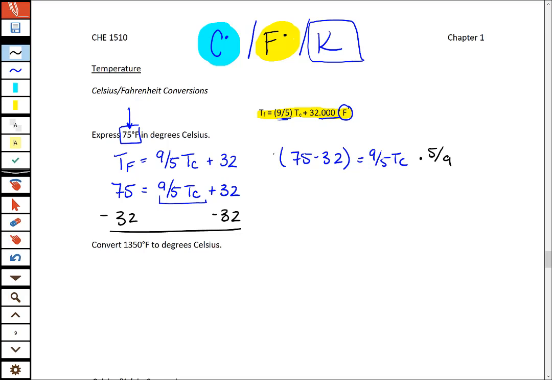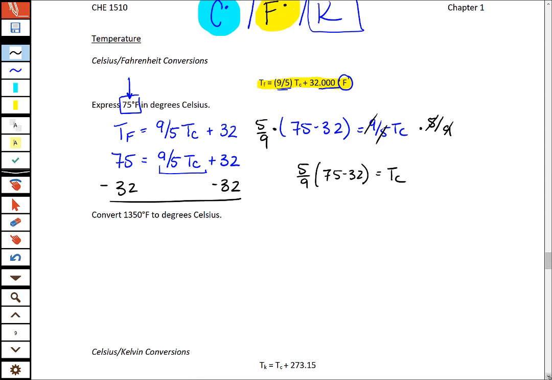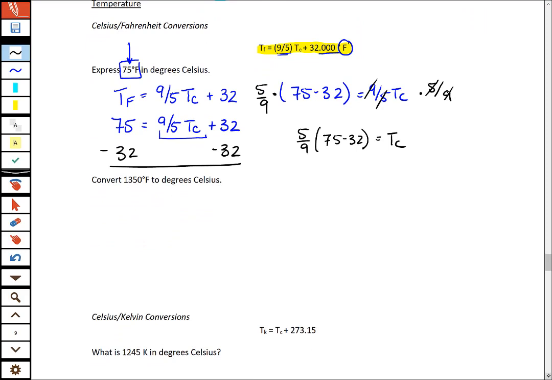So let's multiply the reciprocal by both sides. That cancels out this part, and we are now left with 5/9 times 75 minus 32 equals TC. I would let you put that into your calculator and round to the ones place in order to get a final value for your temperature in degrees Celsius. I'm going to let you do that because my children stole my calculator and I don't know where it is. So you can go ahead and plug that into your calculator and get a final answer.